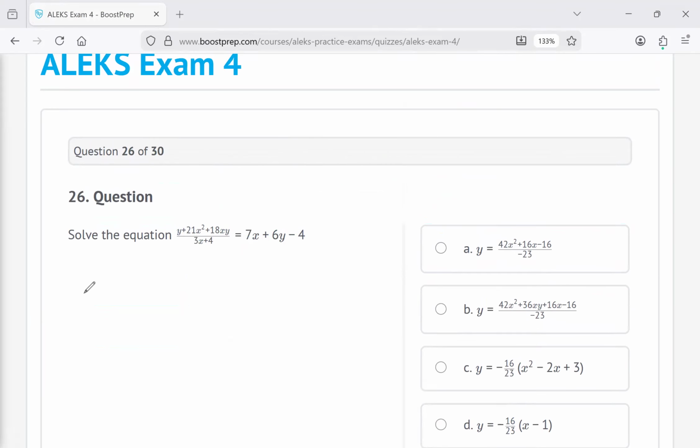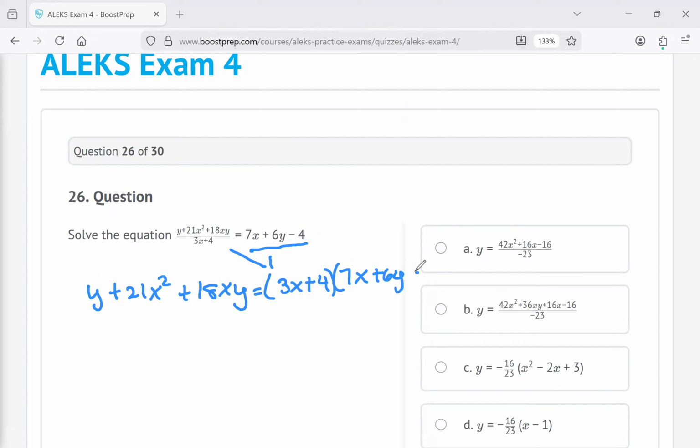This one, solve the equation. You could just cross multiply, and they want you to solve for y. So if I cross multiply, you get y plus 21x squared plus y. So one times this is this, and then it's going to be 3x plus 4 times 7x plus 6y minus 0.